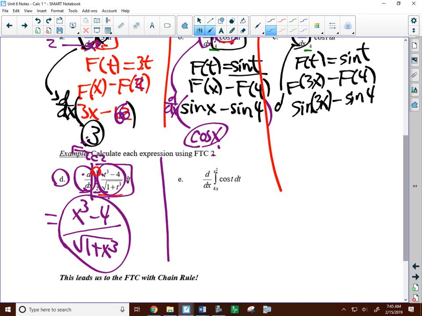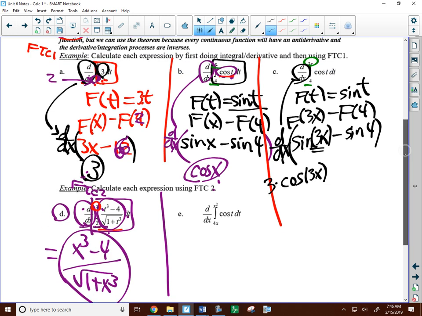Okay, and now I'm bringing down from above this. All right, we're doing the derivative with respect to x. The derivative of sine is cosine. So here's where we need a little chain rule. Cosine of 3x, and then what? Times 3. I'm going to put that 3 here. And then the derivative of sine 4 is 0. It's a number.